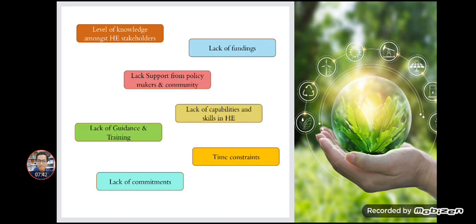Lack of support from policymakers and community. Lack of capabilities and skills in higher education, so the practitioners with vast ideas and understanding about sustainable development must share their ideas. They must double the number of experts related to sustainable development in each higher education institution. And then lack of guidance and training, time constraints, and also lack of commitment, maybe because some higher education institutions think that this is not the major agenda in their institution, so they can't ask the lecturers or the administrators to put forth efforts into sustainable development. Rather they need to focus on their daily business and daily administration tasks.